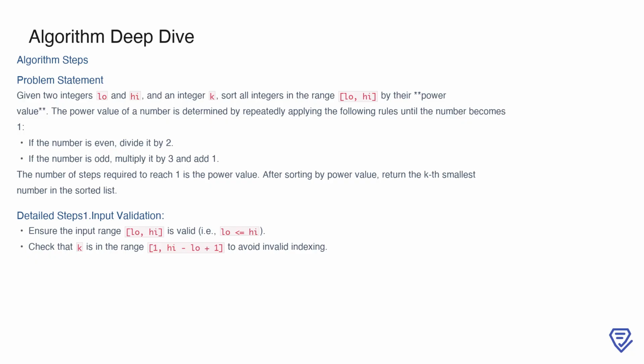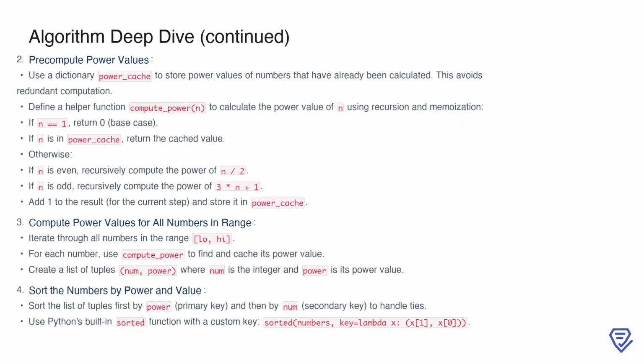Before diving into the algorithm, we first need to ensure that the input is valid. Specifically, the range [low, high] must be such that low is less than or equal to high, and the value of k must fall within the range 1 to high - low + 1. These checks are crucial to avoid errors like invalid ranges or out-of-bounds indexing later in the process. Next, we pre-compute the power values for efficiency.